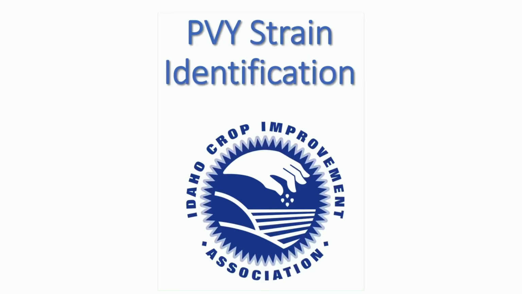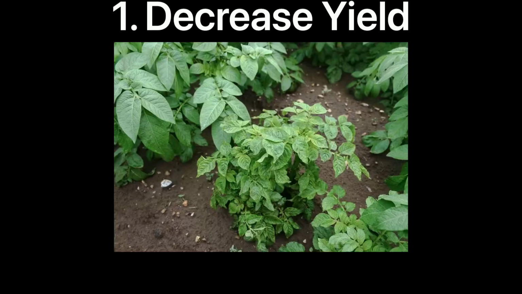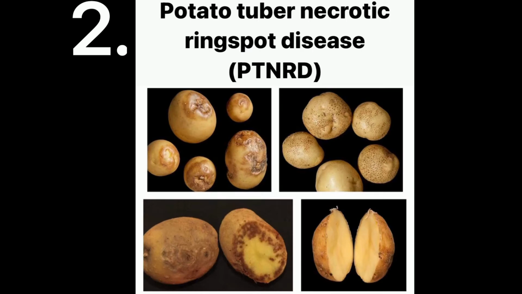This video is going to be about how to identify PVY strains using conventional RT-PCR. Potato virus Y is the biggest concern facing seed potato certification. PVY affects potatoes in two ways. One, it can decrease yield, and two, it can cause potato tuber necrotic ring spot disease.